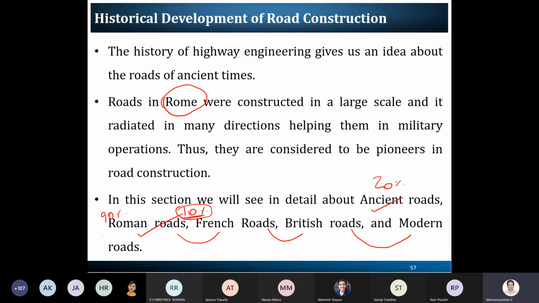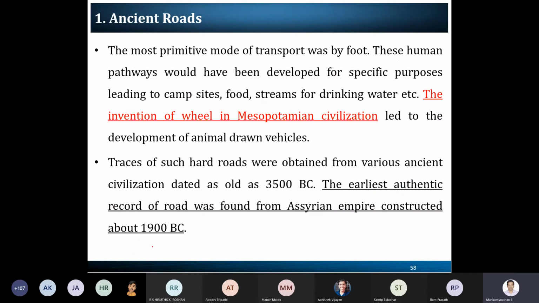The last 10% component is the major one with respect to the quality scale, but not on a quantitative scale. So that is the reason. All the developments are major developments, but the huge set of changes happened between the ancient and the Roman roads. So let us quickly cover all this development, how it has happened, in a single slide.